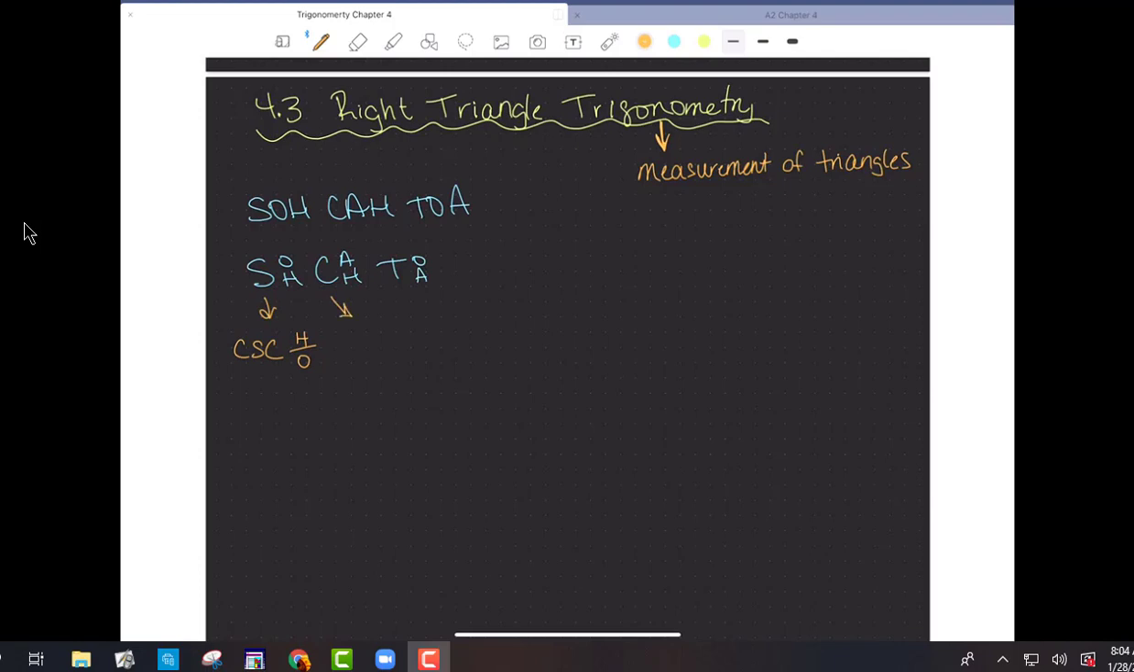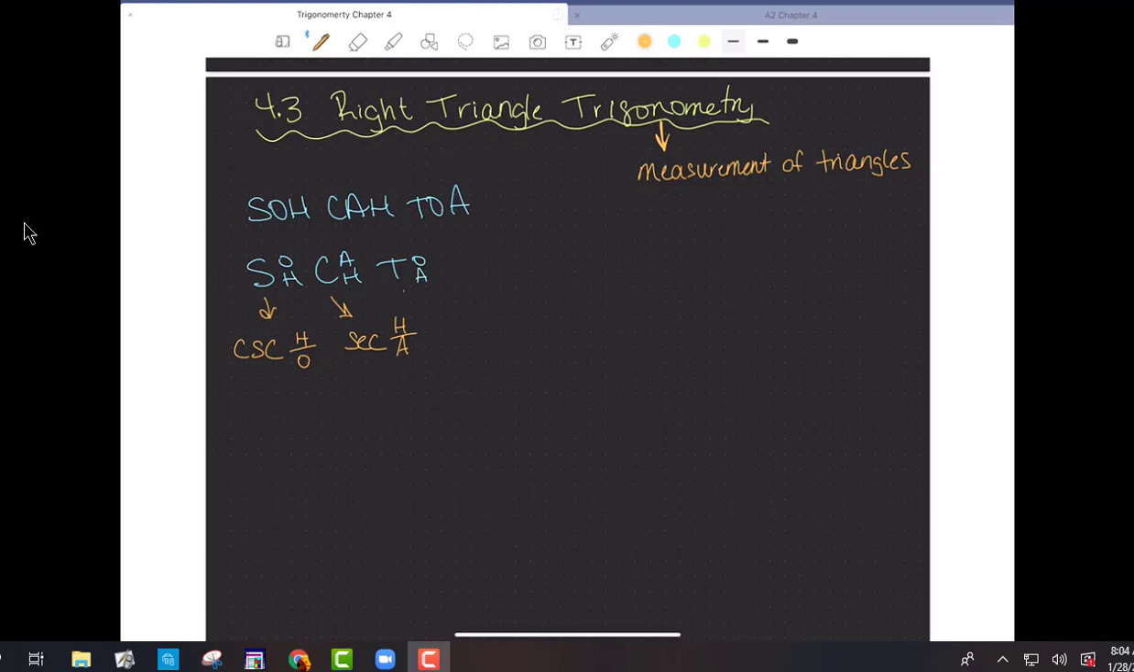And cosine, we know that when it came to looking for those inverses, secant was the inverse of cosine. So what do you think that one's going to be? What over what? Yep, good job.